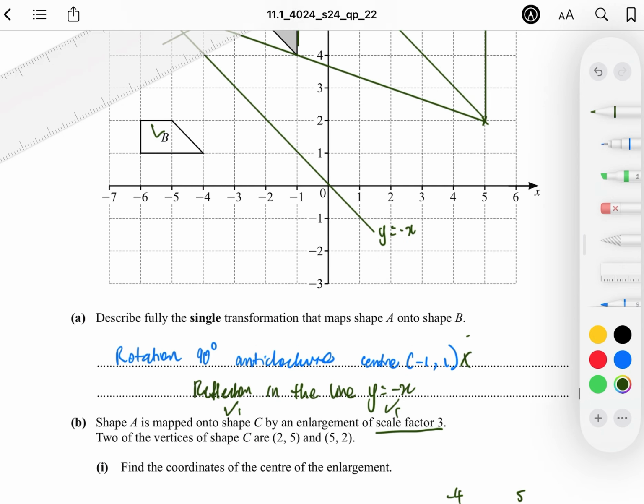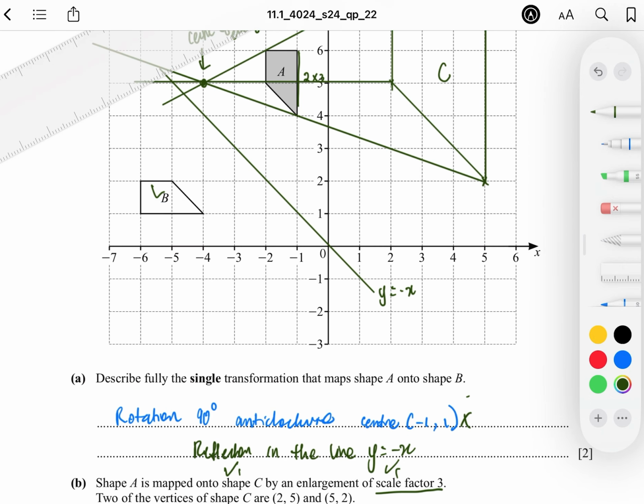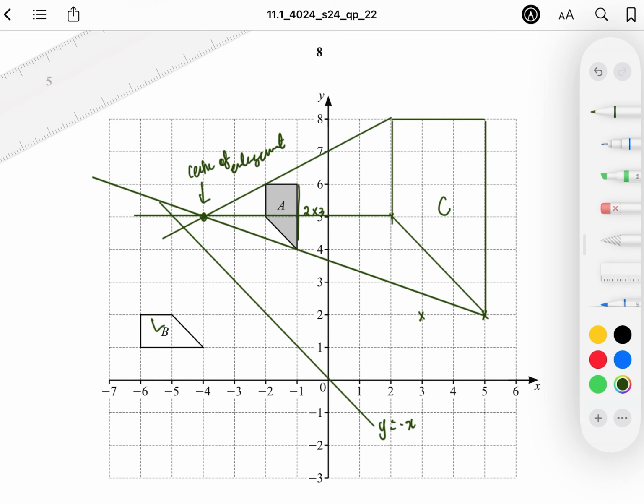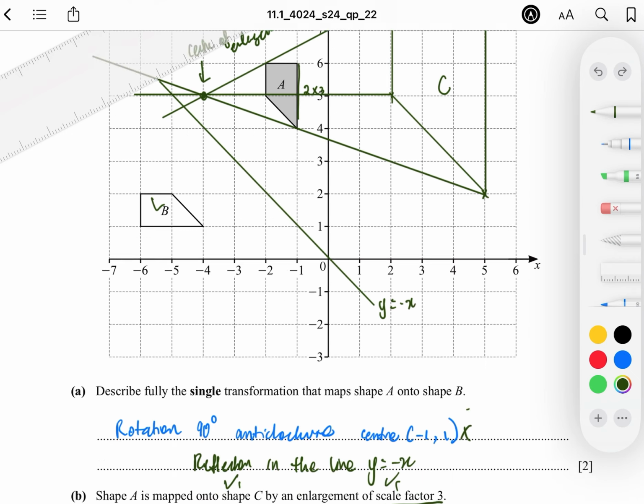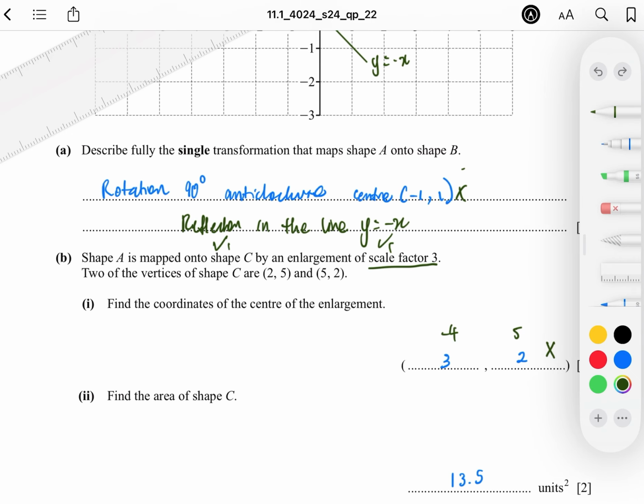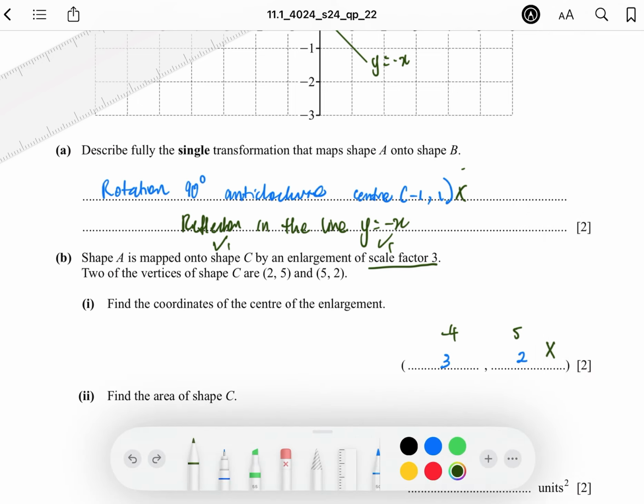Okay. It can't be 3, 2 because then the image would be going that way. So it can't be. So this person gets no marks for that one. No marks for here, no marks for here as well.